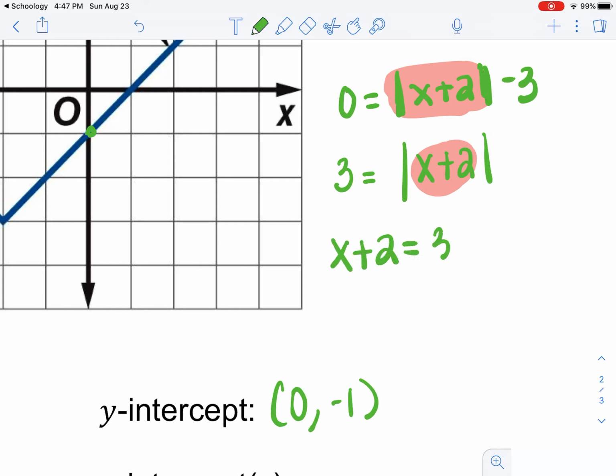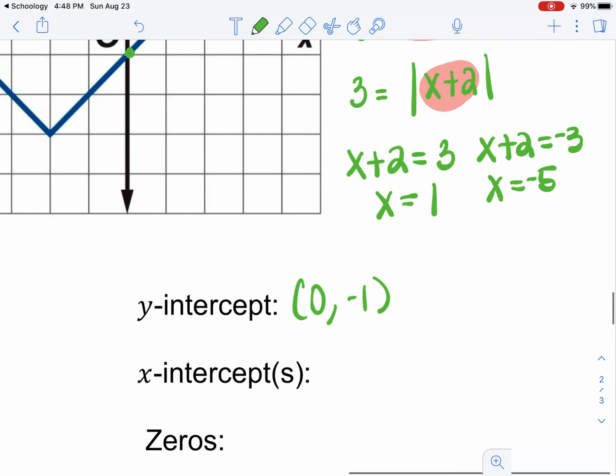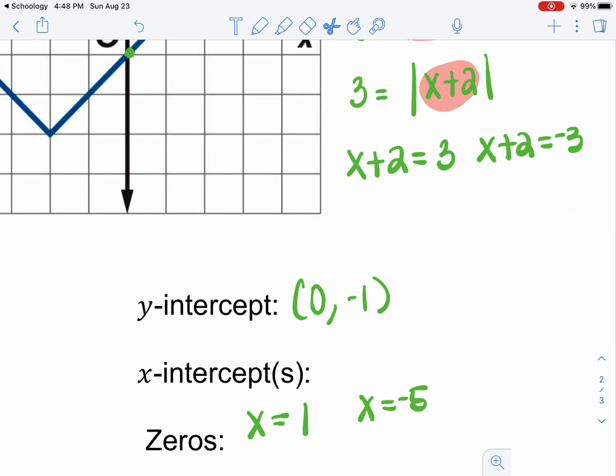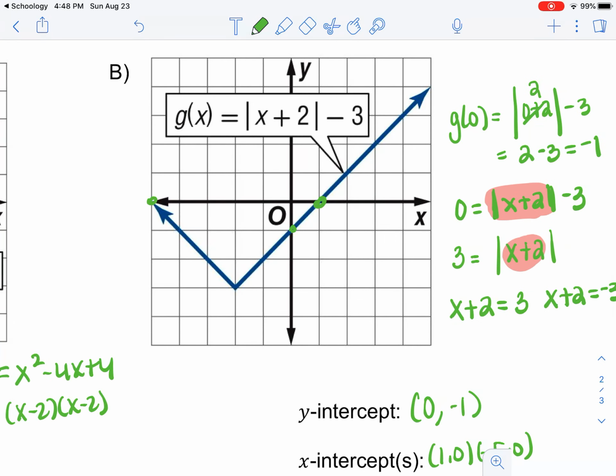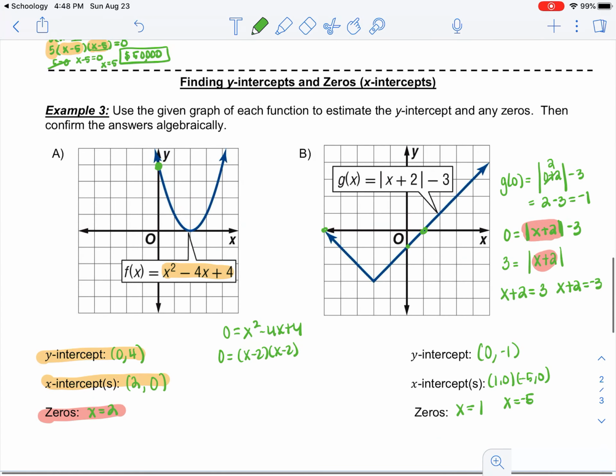So I need to solve 2 equations. X plus 2 equals 3. X plus 2 equals negative 3. I get x equals 1. X equals negative 5. So those are my zeros. So I'm just going to grab them, put them right there. And then my x-intercepts are 1, 0, and negative 5, 0. And if you look here, 1, 0, negative 5, 0.